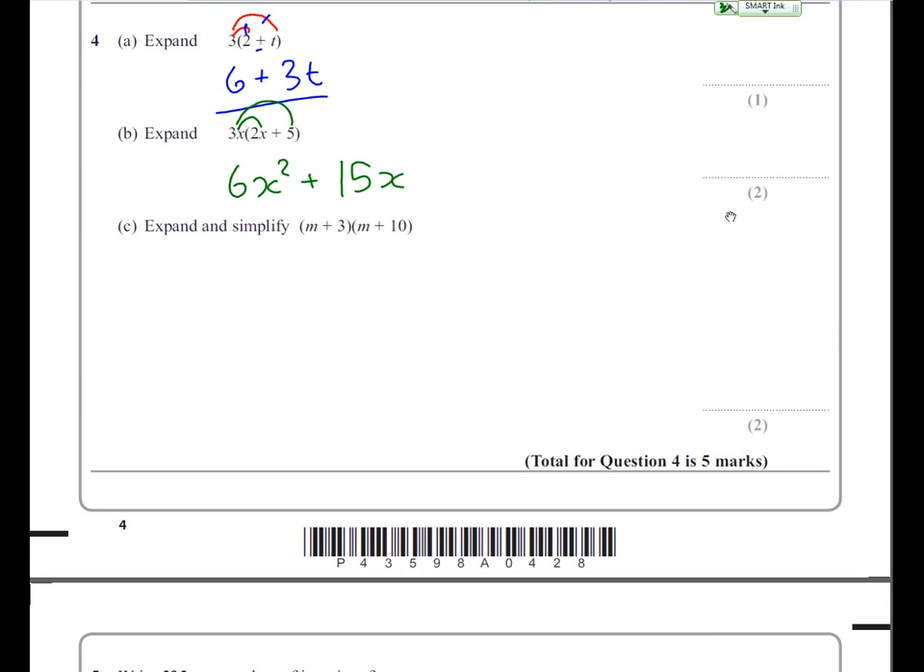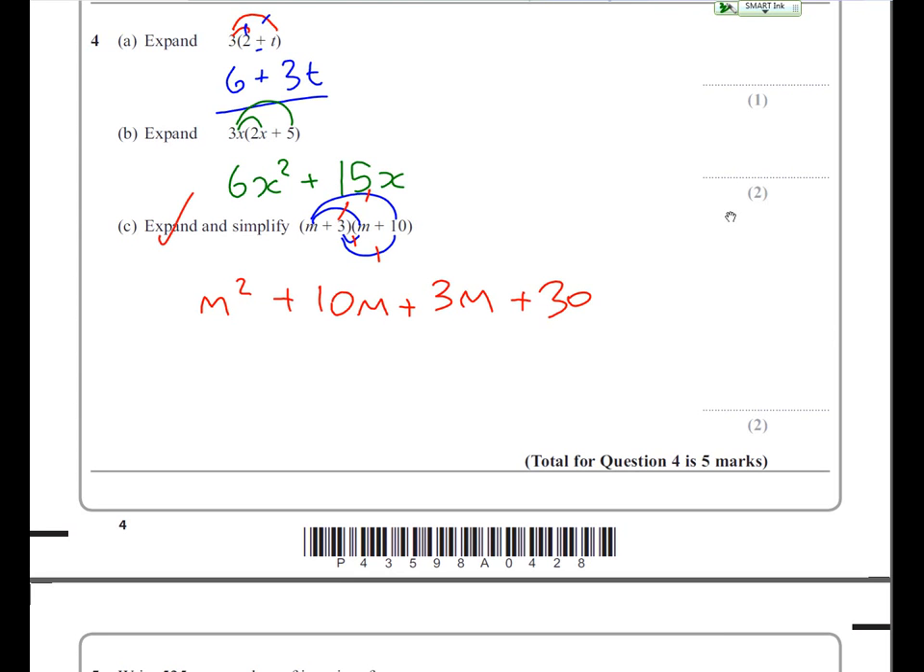Expand and simplify. We've got our full banana now, using our banana method. So, as I told you in the other video, draw on your banana and multiply each one. So, m times m is m squared. M times 10 is 10m, and it's a plus. 3 times m is 3m, and it's a plus. 3 times 10 is 30. That's the expand bit done.